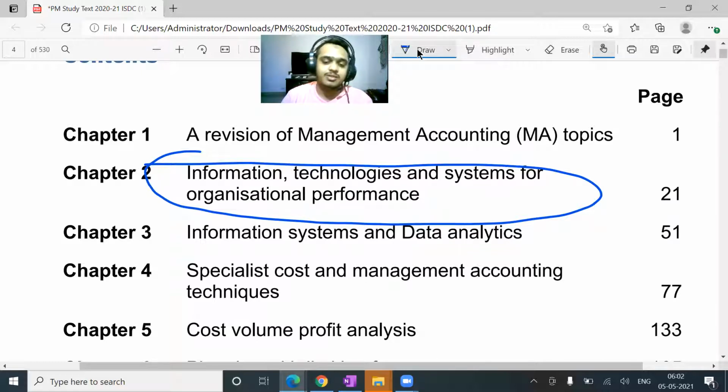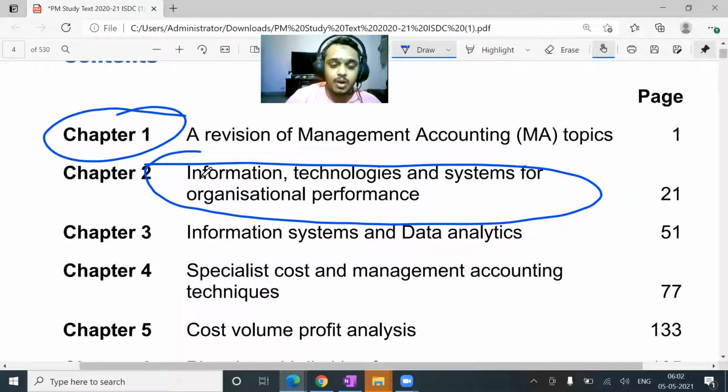And with information systems, it's more about using an ERP in the right manner. We will go into the details of the topics as and when we reach those sections. Right now, we will get started with chapter one, which is revision of management accounting topics.